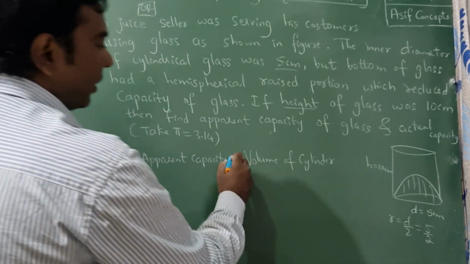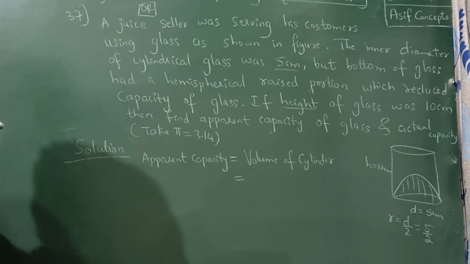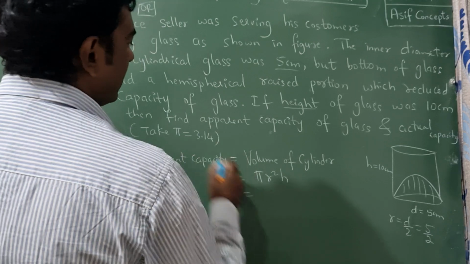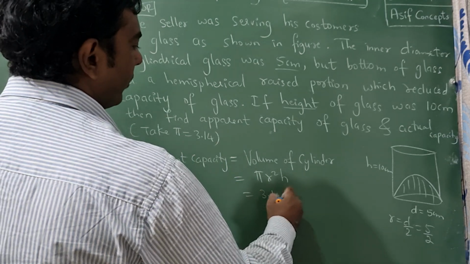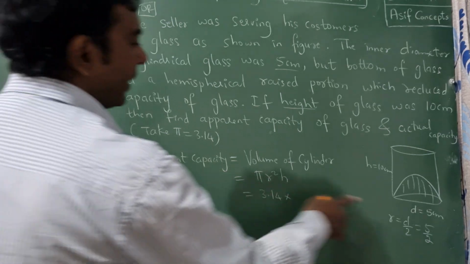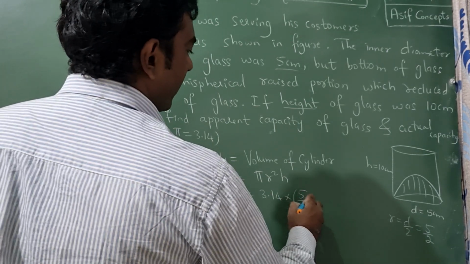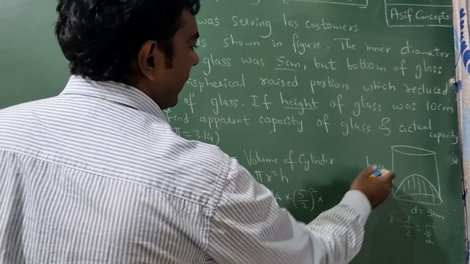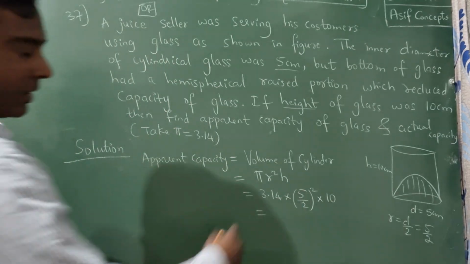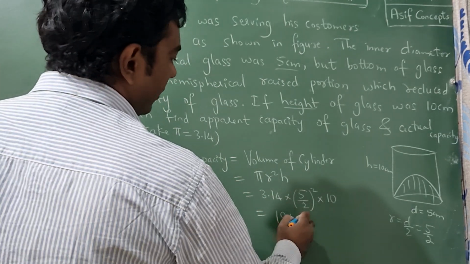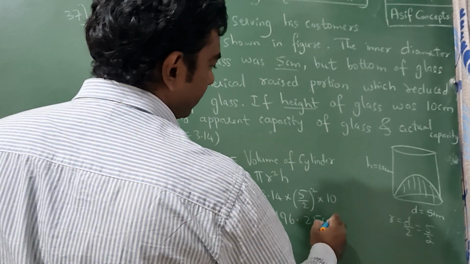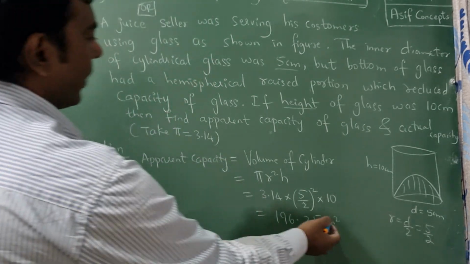Now what is the formula for volume of the cylinder? It is pi r square h. Pi you should take 3.14. You cannot take 22 by 7 because they have already given here. Now r is how much? 5 by 2 square, and the h value is 10. If you calculate this entire, then you will get 196.25 centimeter square.